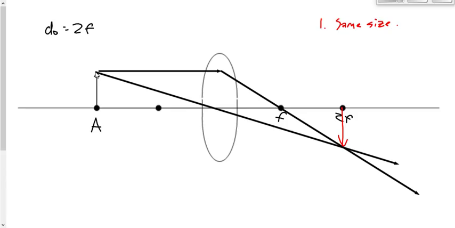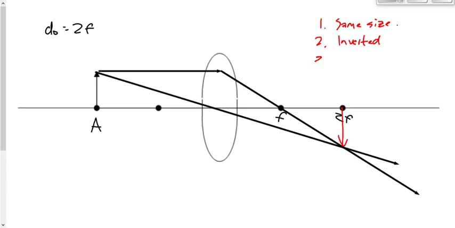Is it right side up or upside down? Yeah, it's upside down. Mr. Aiello is still upside down, right? We'll say inverted. You use the term upside down. I don't really care what term you use, as long as it describes that it's not right side up. Real or virtual?